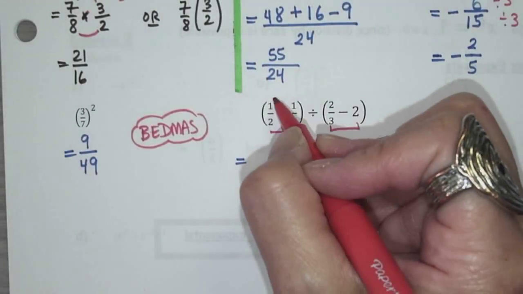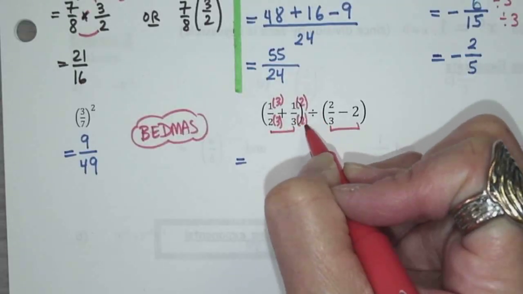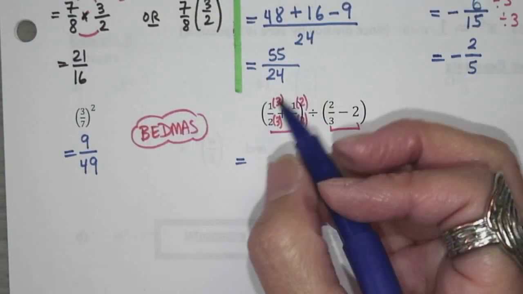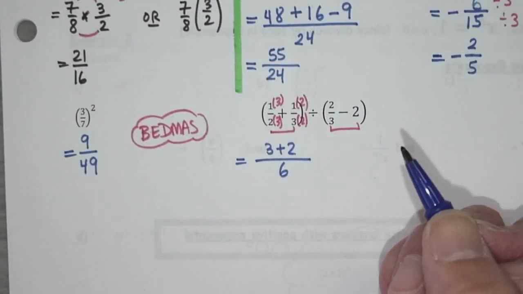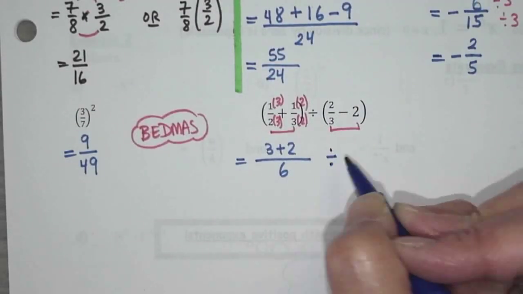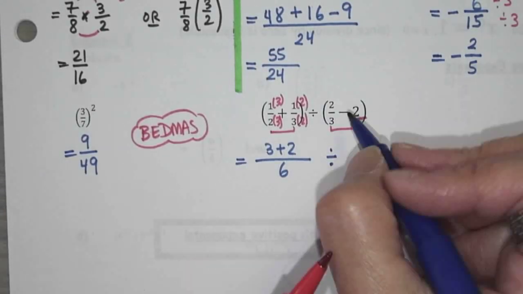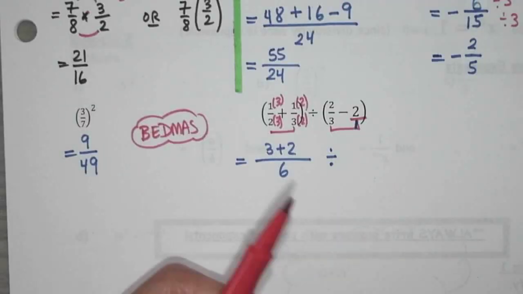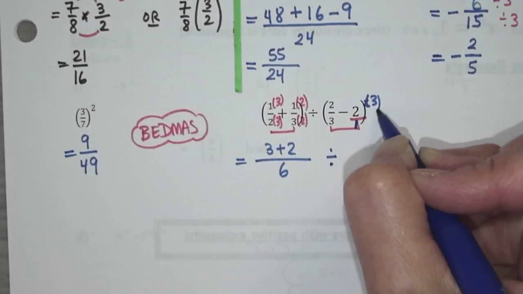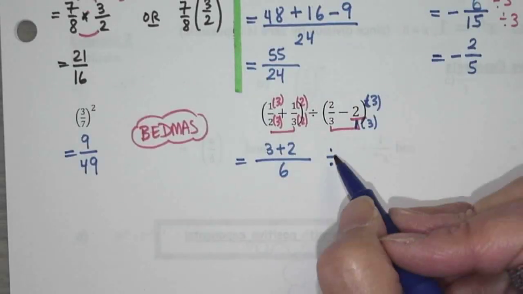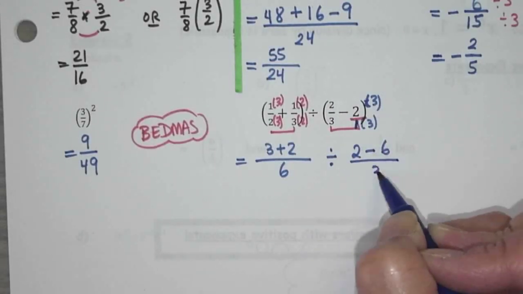Okay, so this one here, I'm going to multiply the top and the bottom by 3 to get lowest common. And this one, top and bottom by 2. And we're going to get 1 times 3, so 3 plus 2 all over 6. Divided by, this one, I see it's a whole number, so I put it over 1. And then I'm going to do lowest common, so times 3 times 3. And I'm going to get 2 minus 6 all over 3.